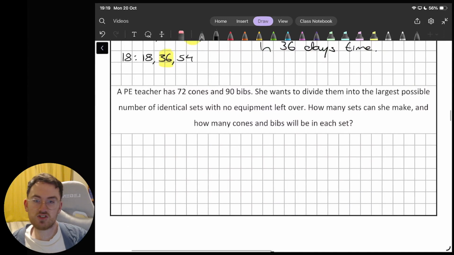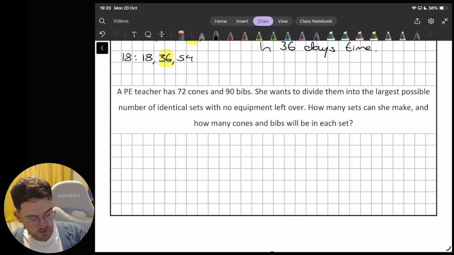A PE teacher has 72 cones and 90 bibs. She wants to divide them into the largest possible number of identical sets. So dividing them into the largest number, we're looking at highest common factor, or even greatest common divisor, we might sometimes see. With no equipment left over, how many sets can she make and how many cones and bibs will be in each set? So let's look at the two here.